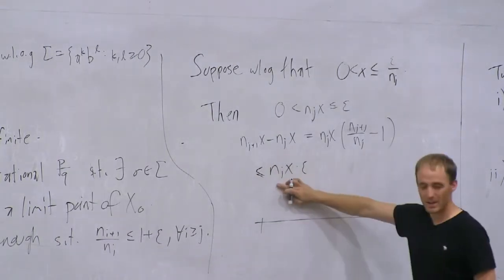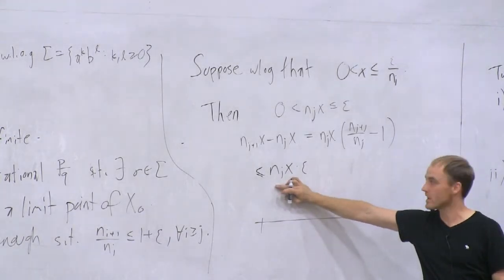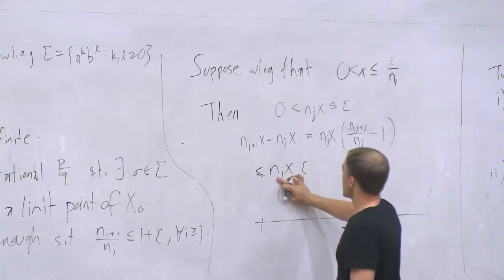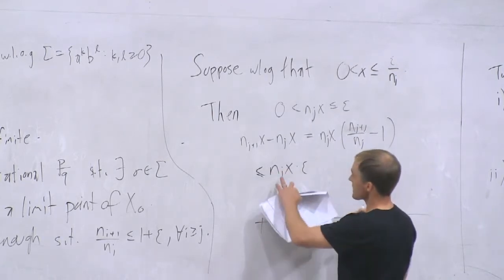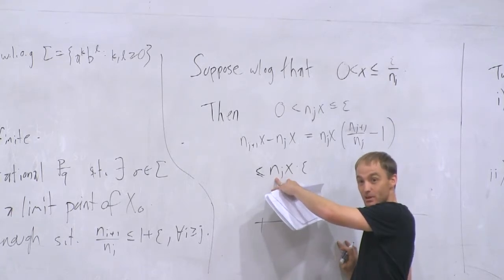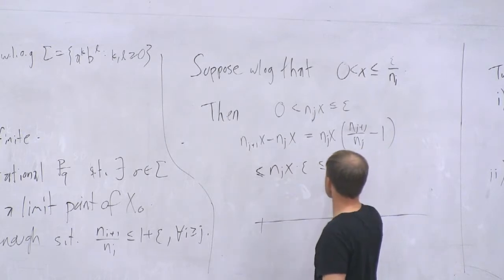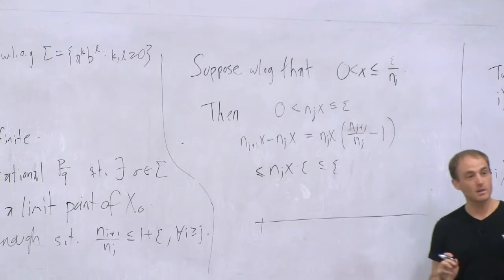Now, by the way, everywhere I'm working mod 1. So I hope that that's clear. I really mean distance to the nearest integer of njx times epsilon. Now, I don't know what this number njx mod 1 is, but I know that it's less than 1. And the fractional part of njx is less than 1. So whatever this number is, I know that this is less than or equal to epsilon. And so what does that tell you?